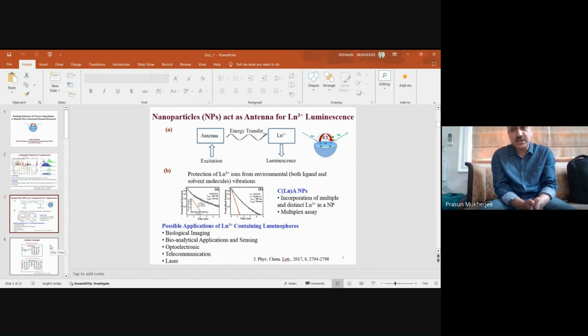If we dope the lanthanides in an appropriate semiconductor nanoparticle matrix, this can act as an optical antenna. They absorb the light efficiently and then transfer energy to the lanthanide center, as well as significantly lengthen the lanthanide emission lifetime, which we can see here. These luminophores can be used in any photoluminescence-based applications like biological imaging, bioanalytical applications, sensing, and so on and so forth.